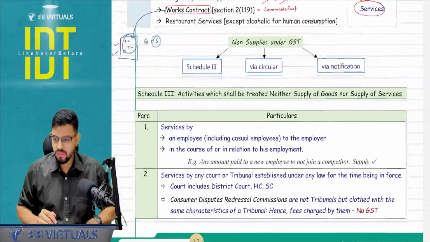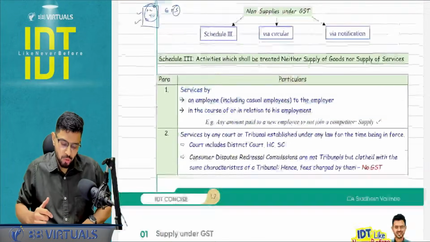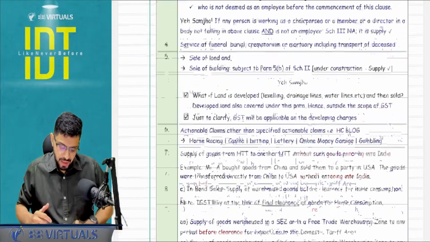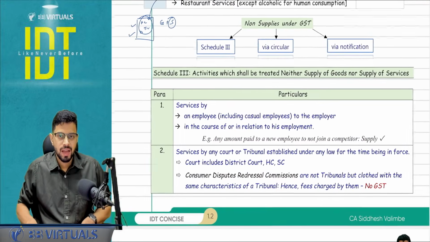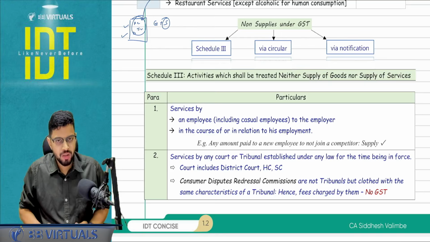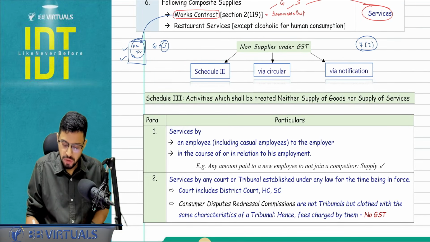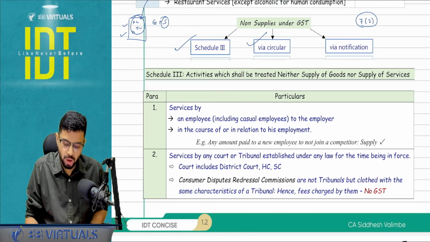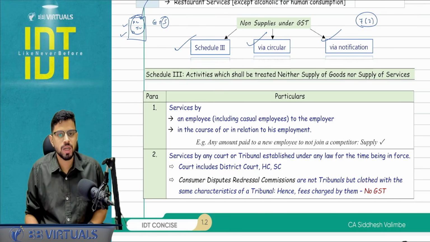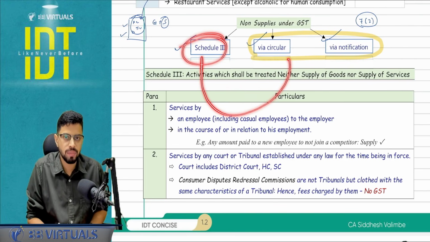Okay, can I move on, everyone? Clear. Okay. Now, I would like to move to schedule number 3. Now, there are non-supplies under GST for which I have given you the reference of what? Section number 7, subsection 2, which says that non-supplies can be via 3 things: schedule number 3 or a circular or notification. Your question number 1 should be, sir, why has the government retained the power of circular or notification? Why not provide it in schedule number 3 itself?